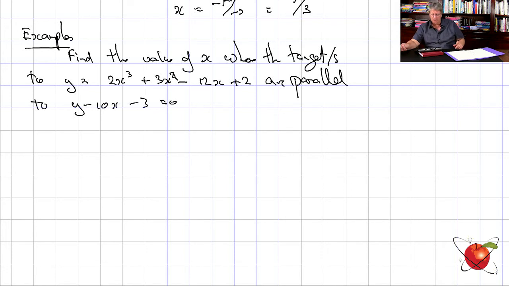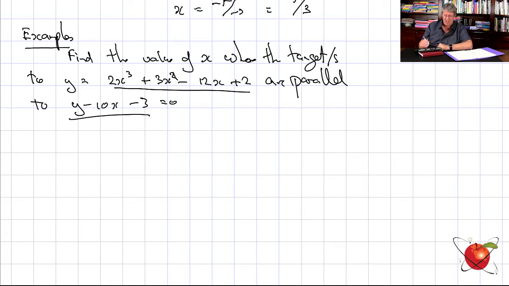Find the value. So I'm looking for an x coordinate on this one that gives me a slope the same as that. So it must be parallel to this line. This line is non-standard.